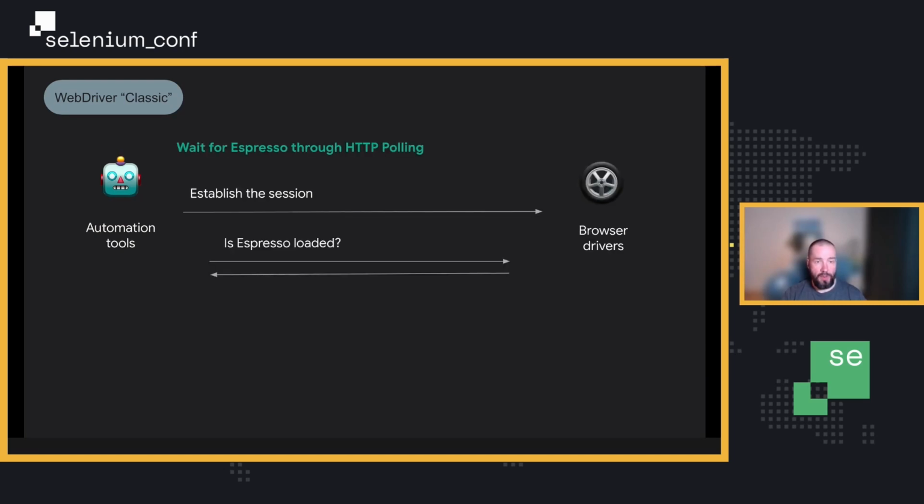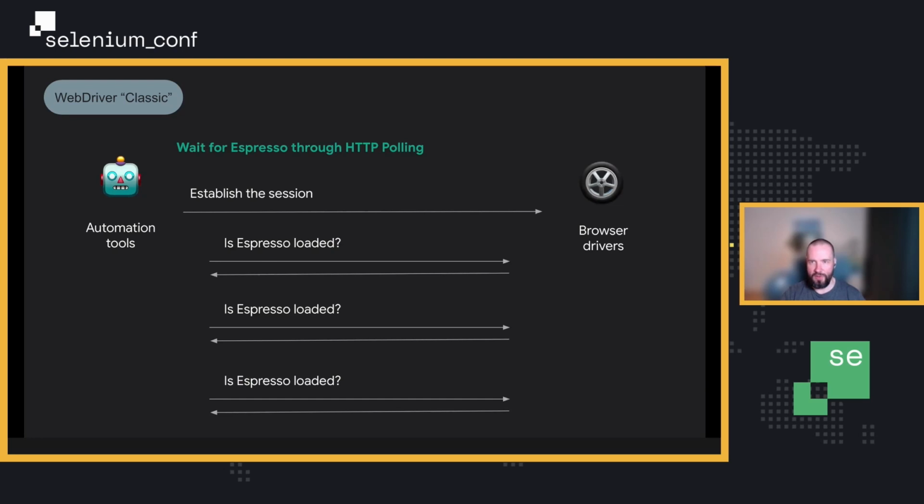So the problem here is that as long as you cannot get the events sent from the browser driver to the automation tool, you cannot get the notifications about, let's say, the element appearing. And in order to find out if the espresso is loaded, for example, you have to repeat and repeat again the same request until it succeeds.